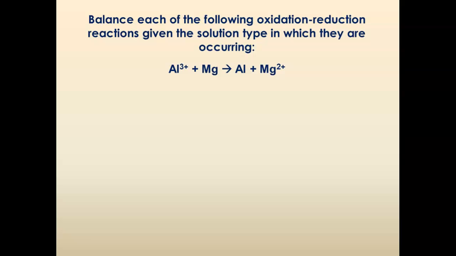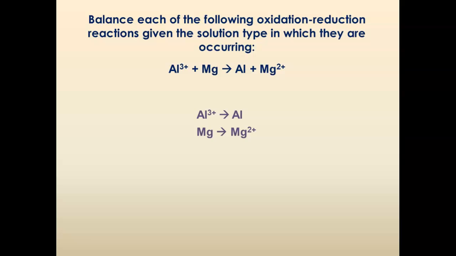So here's another example of a single replacement. Again, we want to separate the elements that look alike. So aluminum ions are going to go off with aluminum. Magnesium is going to go off with magnesium ions. To balance out my atoms, I have 1 aluminum on each side, 1 magnesium.